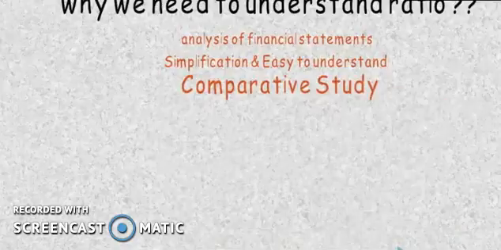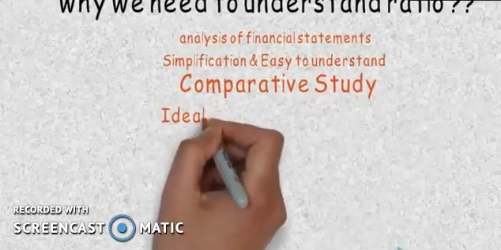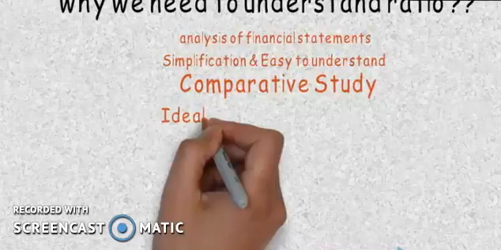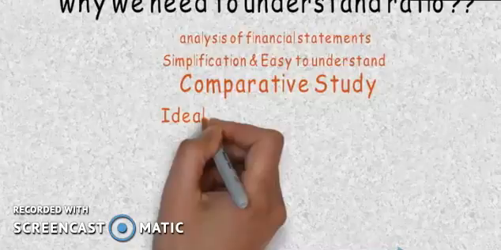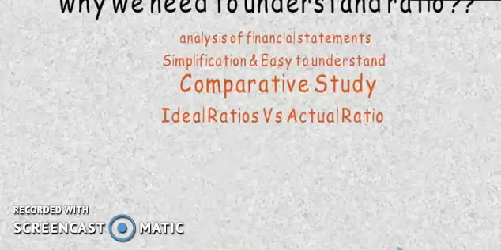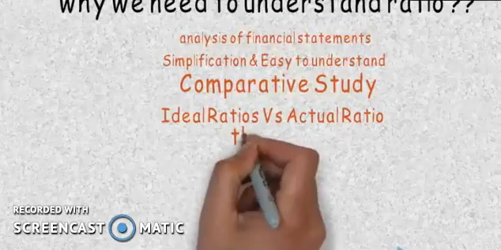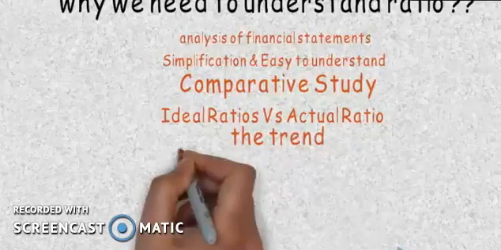The other is the comparative study, which is one of the main advantages of understanding ratios. It helps us compare the profitability, financial position and assets of the current year with previous year figures, and also compare our financial strength and profitability with other firms. The other is ideal ratio versus actual ratio, which helps us find the variance by comparing the standard and the actual ratio. The other is trend, which helps us evaluate the company's past performance.